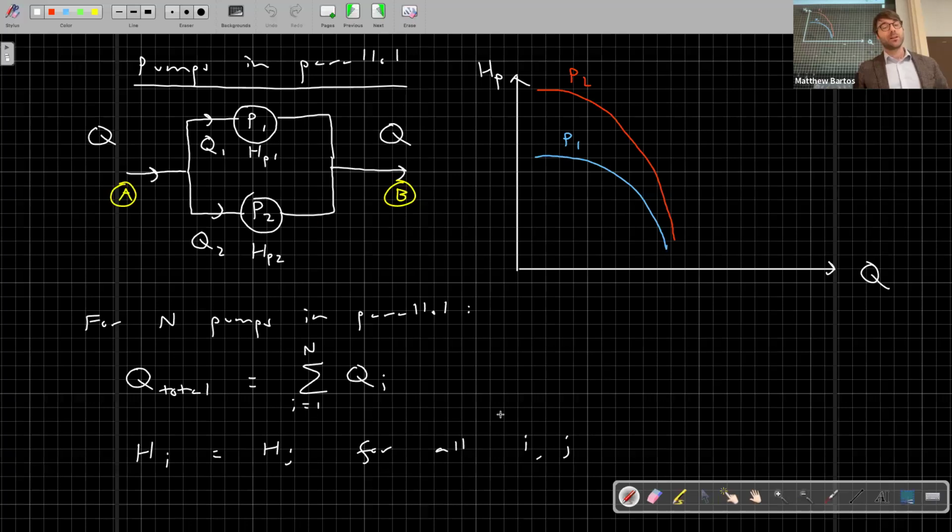So they have to be operating over the same range of heads. So they're going to be restricted to this shared range. And the flow rate is going to be equal to the sum of the flow rates through each individual pump. So how do we add together these two individual pump curves here? Yeah, we add them together horizontally. So it's analogous to what we did before.